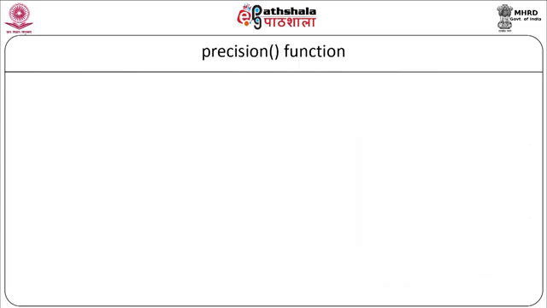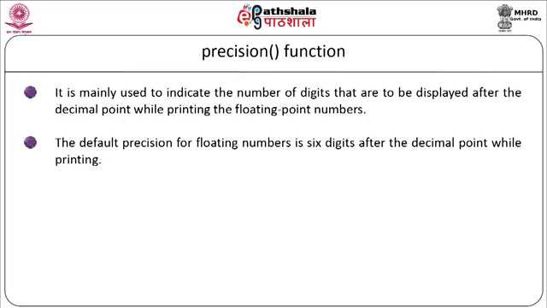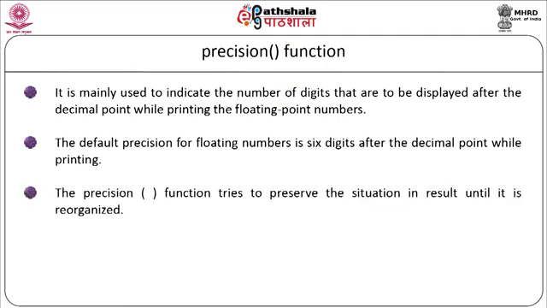The next function is precision. It is mainly used to indicate the number of digits that are to be displayed after the decimal point while printing numbers that are of floating point type. The default precision for floating point numbers is 6 digits after the decimal point while printing. The precision function tries to preserve the setting in the result until it is reset.